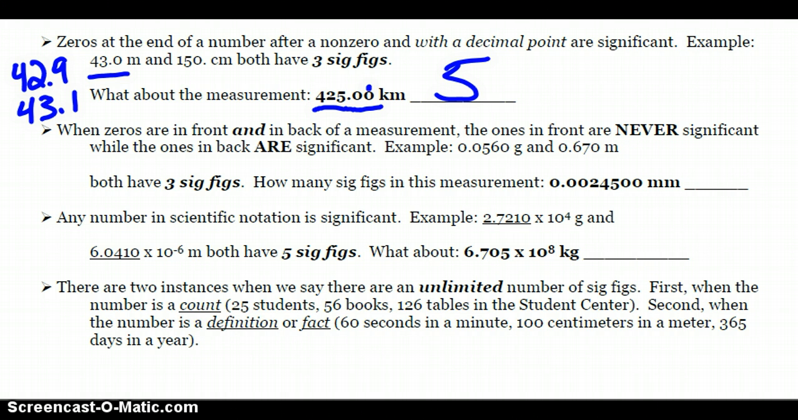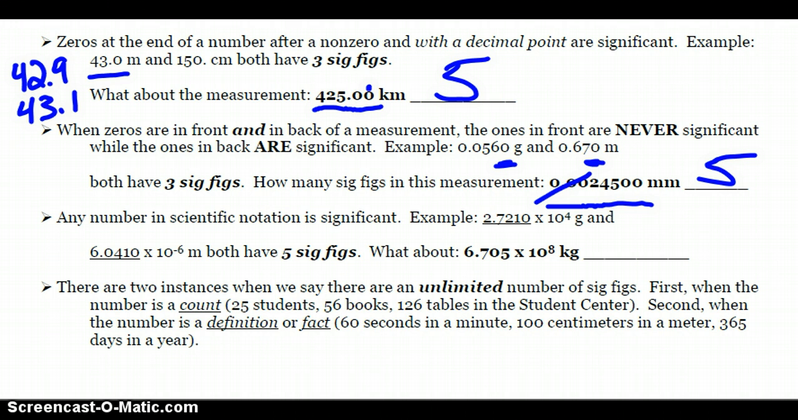If we have zeros in the front and back, the front ones are never significant. Those front ones are always just placeholders to take us to the measurement. But the ones at the end, they are significant. Those are, again, included in the measurement. So 0.002450, the guys in the front don't count, but the zeros at the end do. And 24500. with a decimal point, that's 5 sig figs in that number.